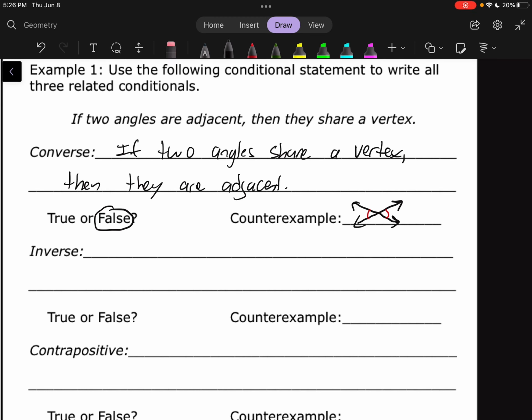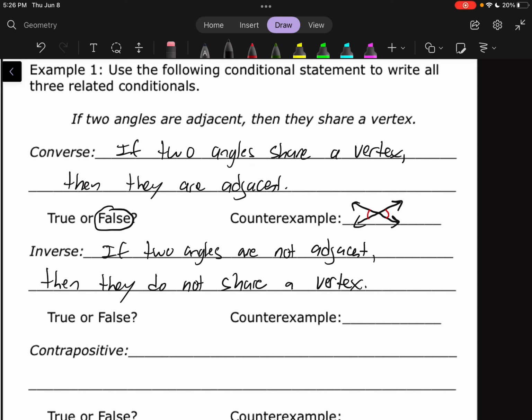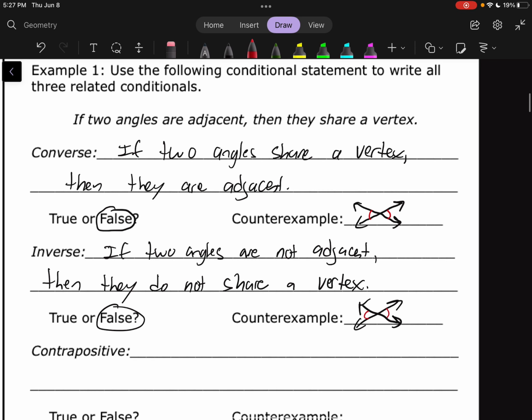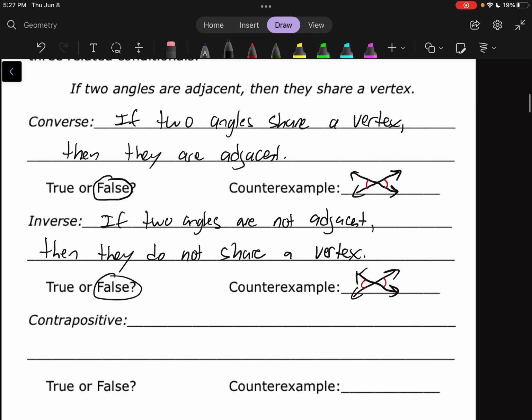So inverse, then, we would say if two angles are not adjacent, then they do not share a vertex. And once again, remember the converse and the inverse are always going to both be the same. In this case, they are both false, and I can do the same counterexample here. My vertical angles here are not adjacent, but they do share a vertex, so that's not going to be true.